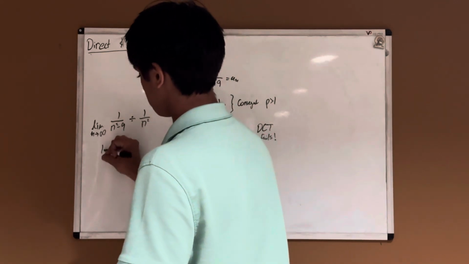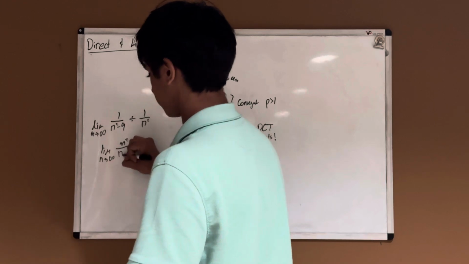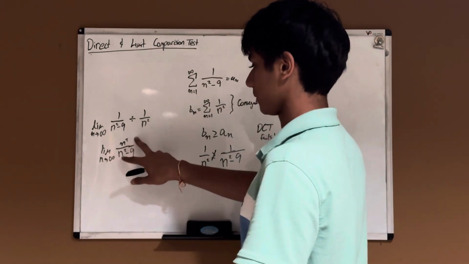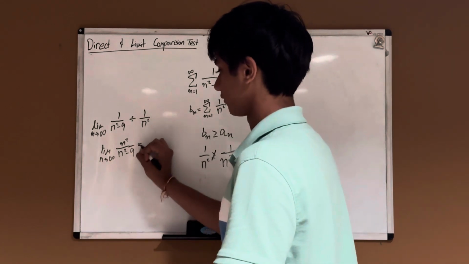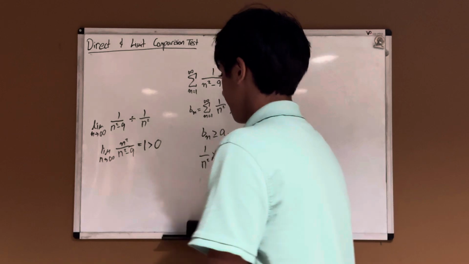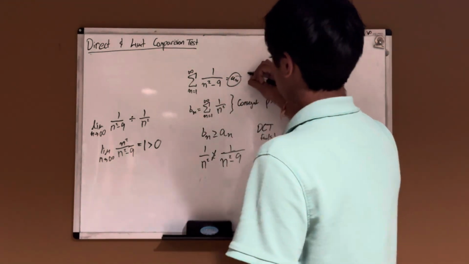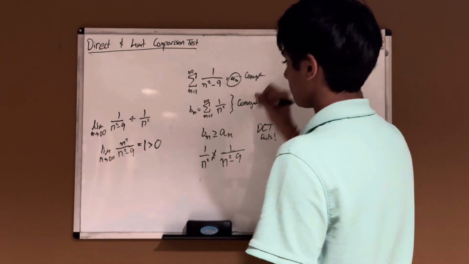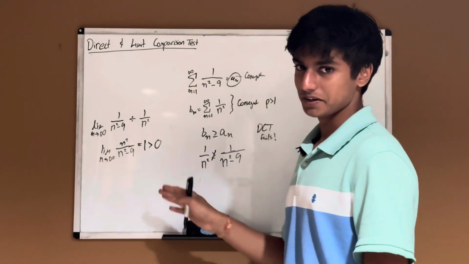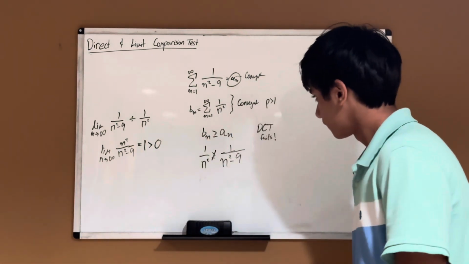So this is equal to the limit as n approaches infinity of n squared over n squared minus 9. You can see that the highest power is n squared, and therefore the limit as n approaches infinity is just 1, which is greater than 0. Thus, based on the limit comparison test, we can say that a of n is convergent, because the limit comparison test gave us a constant value greater than 0, and therefore our original series is convergent.